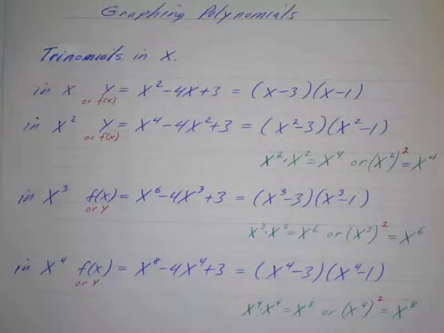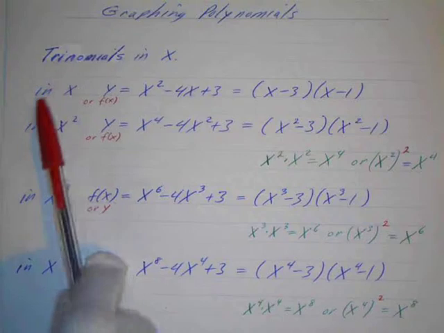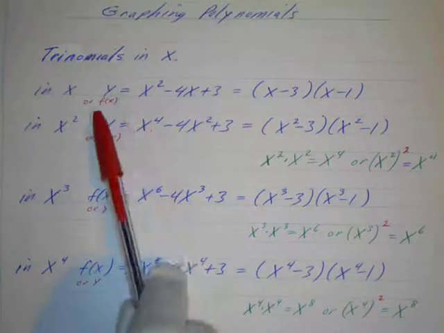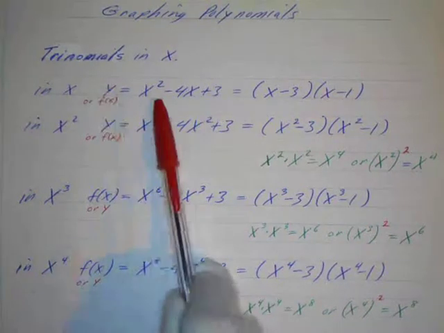Here are some notes on graphing polynomials and some examples. First of all, I want to talk about trinomials in x squared, x cubed, etc., because we'll see some of these once in a while. And if we have a regular trinomial, y equals, or f of x, either one of these are interchangeable.